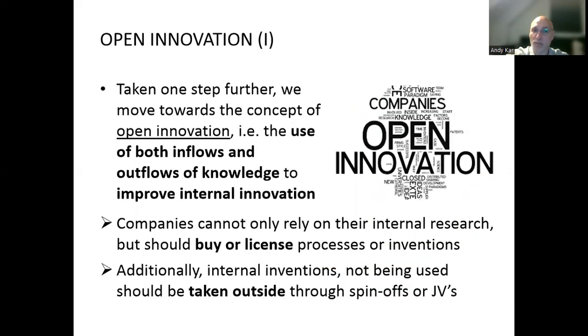Taking one step further, we move forward to the concept of open innovation. For example, the use of both inflows and outflows of knowledge to improve internal innovation. So we have the internal and the external innovation. Since we're discussing open innovation, we try to find all these paths via which internal and external innovation communicate, in a way that internal innovation will be improved via the exchange of knowledge. Companies cannot only rely on their internal research, but should buy or license processes or inventions. Additionally, internal inventions not being used should be taken outside through spin-offs or JVs.